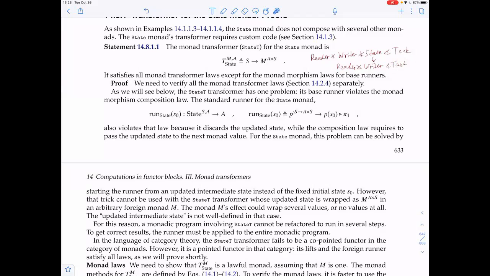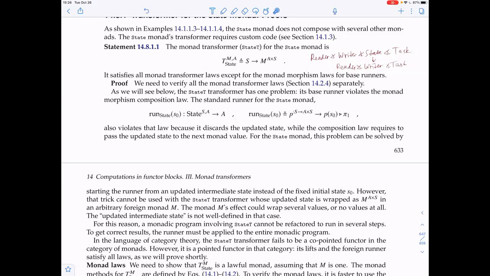So this really means that you should not be doing this. You should not be running partially when you have a state monad. You should not just run the effects of the state monad in part of your program and then run these effects in another part of your program and then compose the result. You shouldn't write code like this because the state monad transformer does not satisfy this law. So I hope nobody was trying to write code like this, and that's fine.